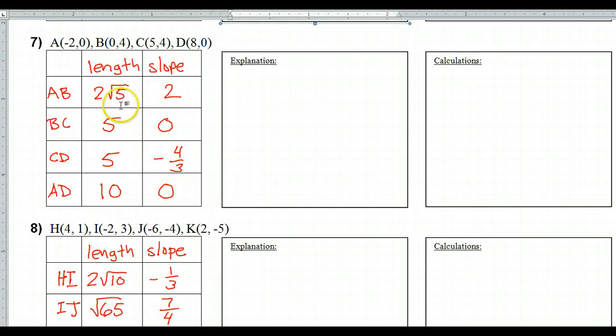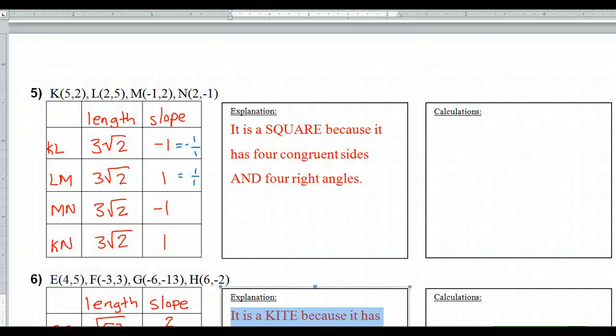Okay, first we ask ourselves, is this a parallelogram? Well, I'm seeing the zeros. These opposite sides are parallel. But what about these? 2 and -4/3. These opposite sides are not parallel. That means it is not a parallelogram.